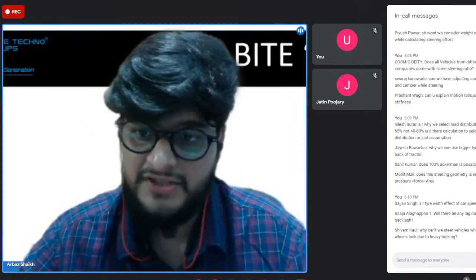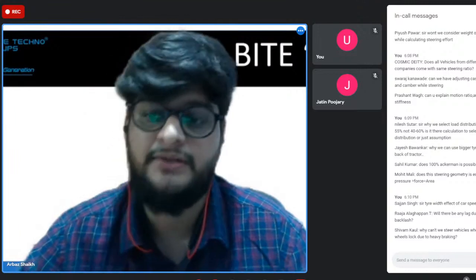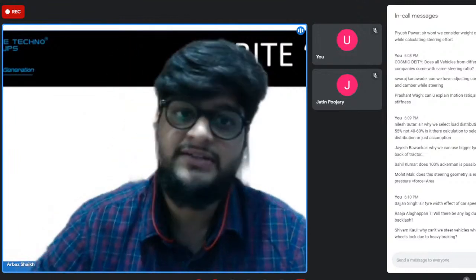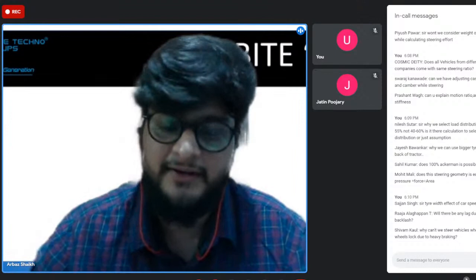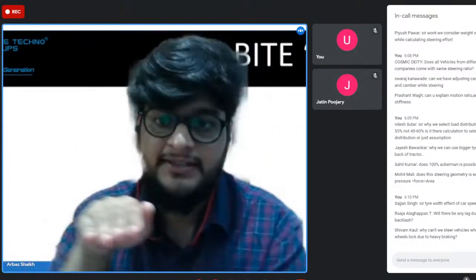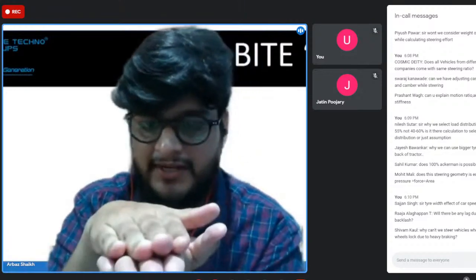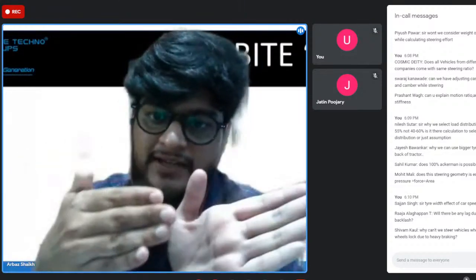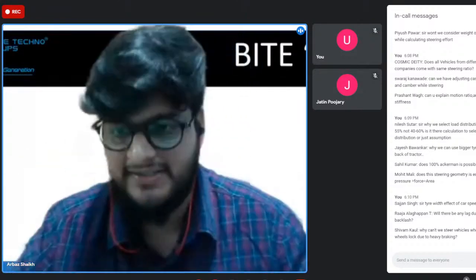Shivam is asking, why can't we steer the vehicle when the wheels are locked due to heavy braking? Essentially, wheels are designed to rotate, right? They are designed to roll on the surface. If they slide when you're heavy braking, they will drift on the surface of the road, right? And in that case, even if you turn the vehicle, they'll just drift in one direction. That's why you cannot steer them.